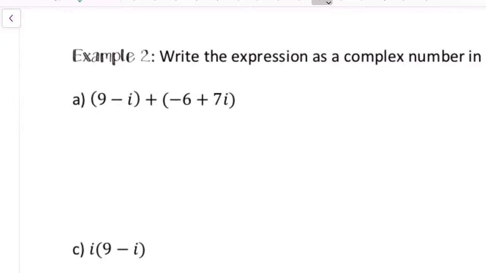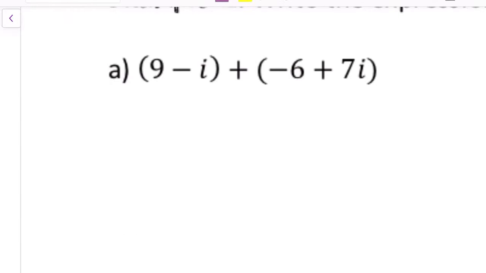Don't you foil? Not if we're adding. If we're adding, we just combine like terms. So our real parts are 9 and negative 6.